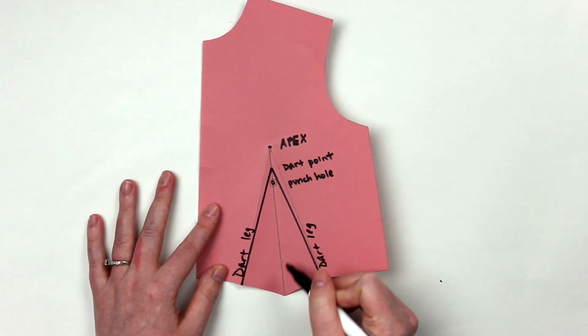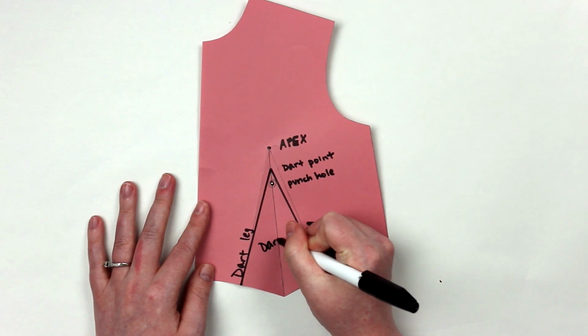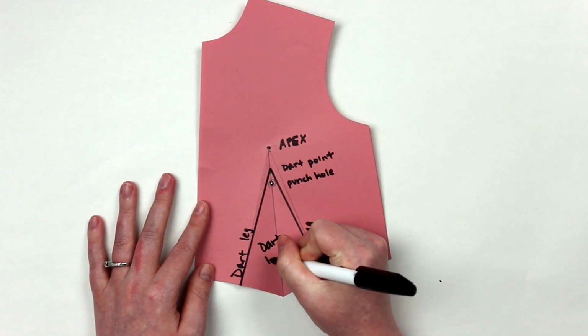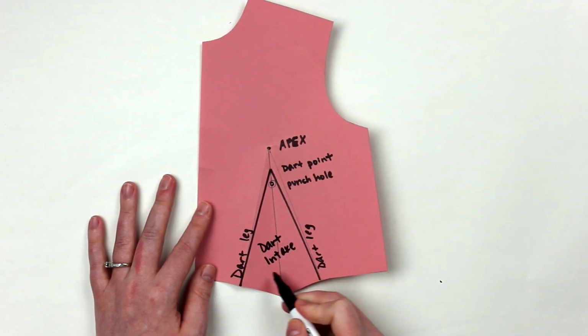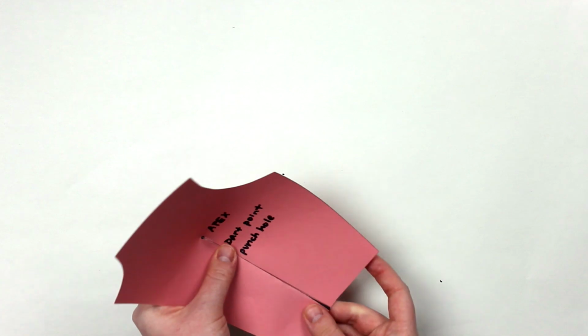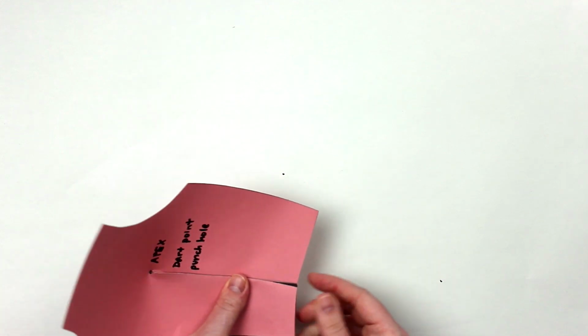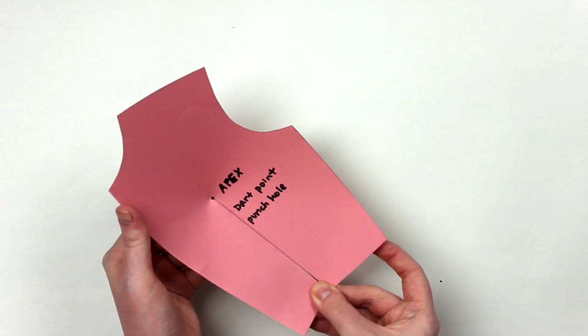Next is our dart intake, and that's everything inside of our dart legs. So everything inside that black triangle is considered the intake because you're not going to actually be able to see it once the dart is sewn up. So here you can see once I fold that closed, you can't see any of that. I folded it to the apex, but it really should be folded to the dart point because once again, we don't want our dart going to our apex, so ignore that.